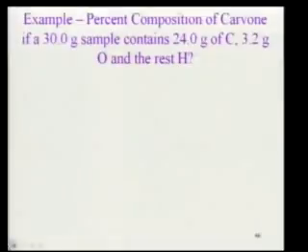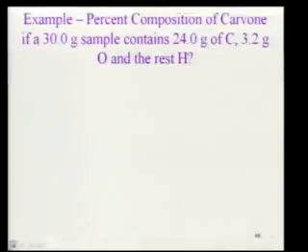All right. So, percent composition of carvone, we're back to that. Okay? If a 30-gram sample contains 24 grams of carbon, 3.2 grams of oxygen, and the rest hydrogen, what would be the percent composition? Now, the last thing I asked you about carvone was, if I have this many grams of the actual compound, how many grams of carbon will be present? This is an extension of that same problem.